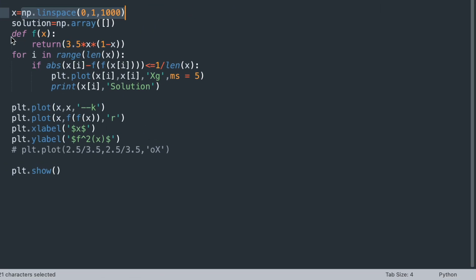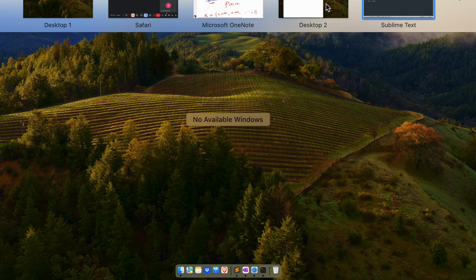So first we have defined that function. Here mu, let's say we solve for 3.0, or not 3.0, maybe 3.5. Let's play with this mu, and this is x times 1 minus x. That is basically a logistic equation. Now I am asking where the solutions are. Okay, let's see.